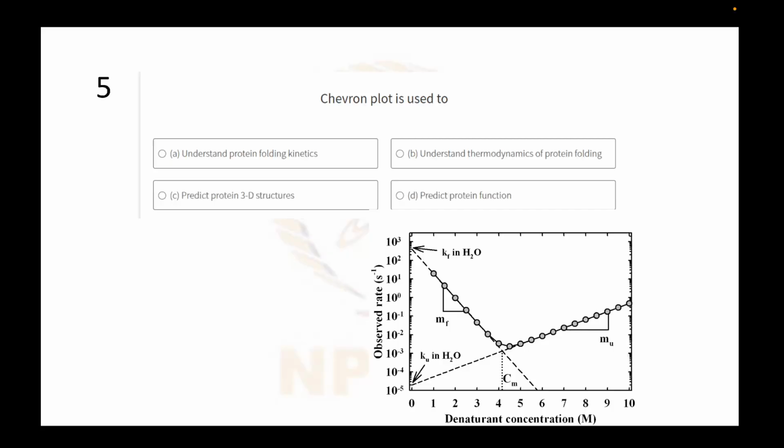So the slope of the folding arm provides insights into the rate limiting step of protein folding under native conditions. Similarly, the unfolding arm indicates the rate limiting step of protein unfolding. Deviations from an ideal chevron plot may suggest the presence of intermediate states or non-two-state folding behavior.